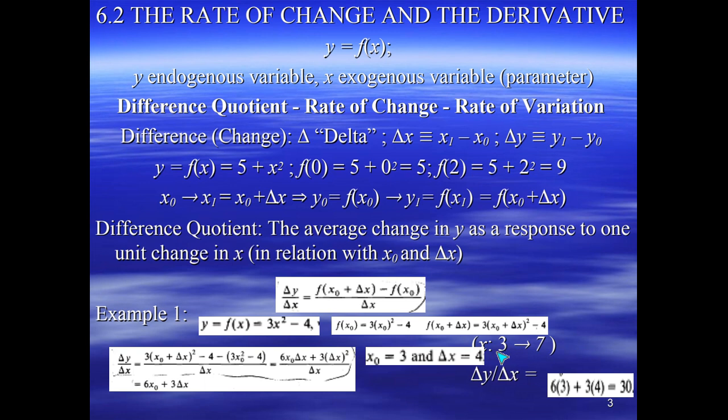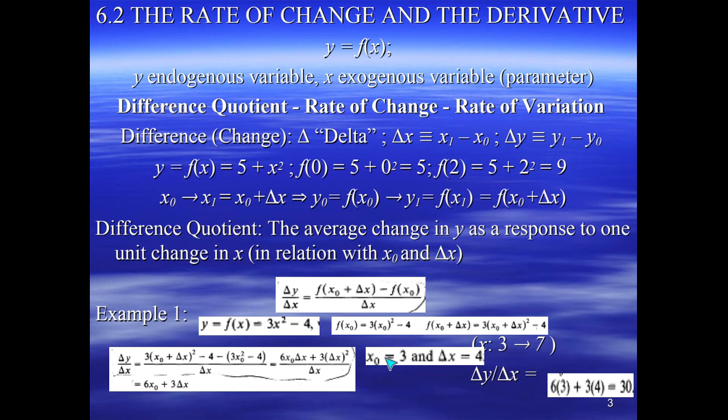All right, so x goes from 3 to 7. x0 is 3, delta x is 4. So delta y over delta x is 6 times x0 plus 3 times delta x, which is 6 times 3 plus 3 times 4, which is 18 plus 12, 30.